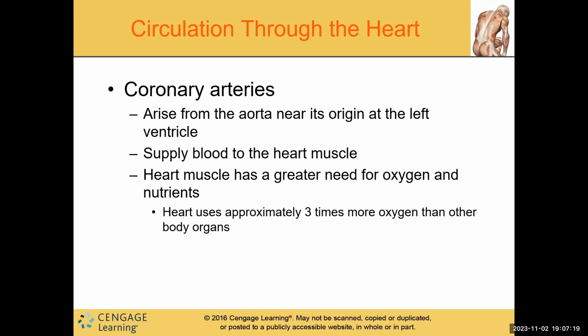The heart needs the greatest amount of oxygen and nutrients. It is the one thing keeping us alive. Without our heart, we cannot be alive. So, we can maybe live for a while without other organs, but without the heart, everything stops. So we need to make sure the heart gets oxygen. The heart uses about 3 times more oxygen than other body organs.